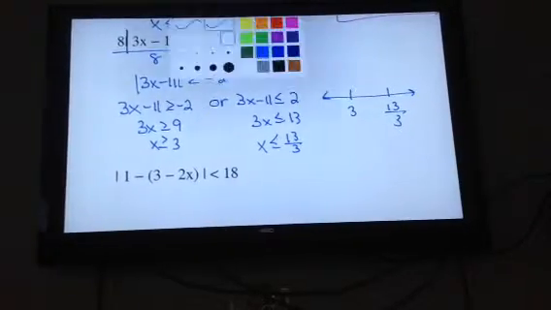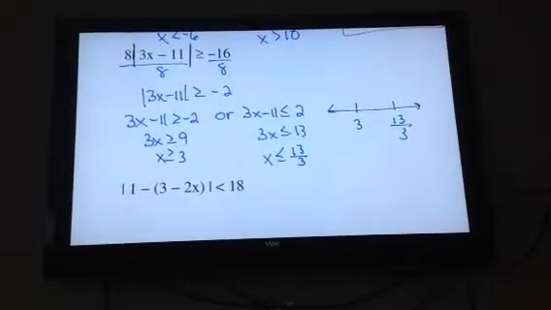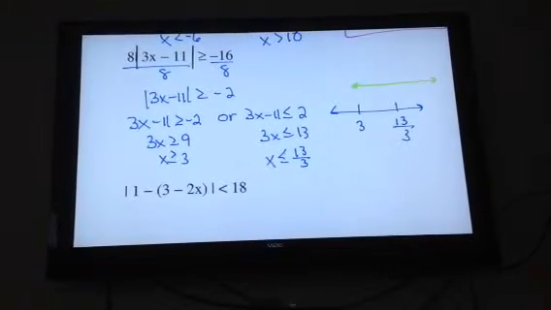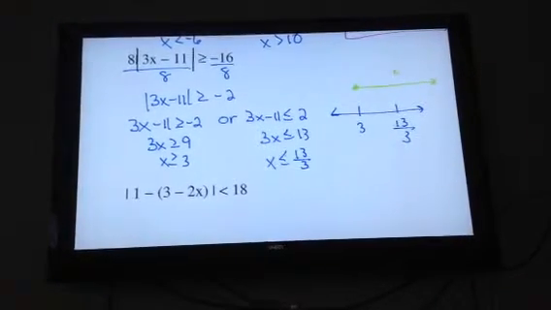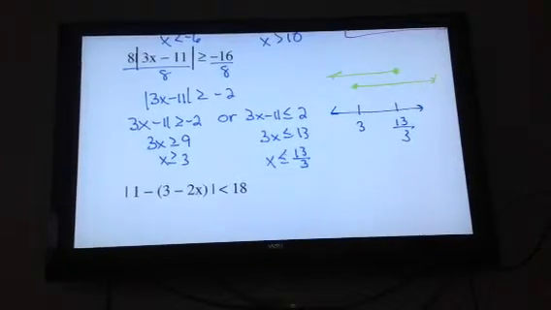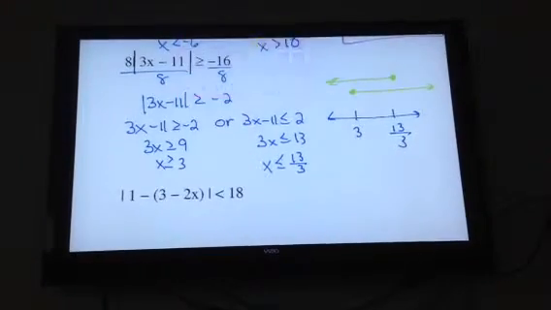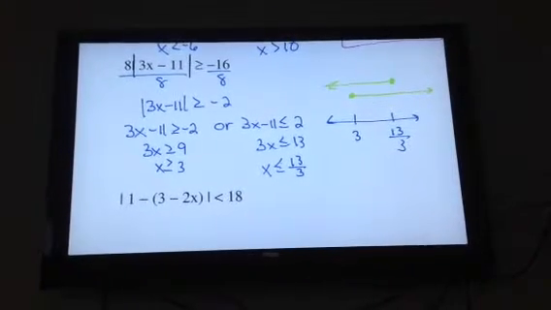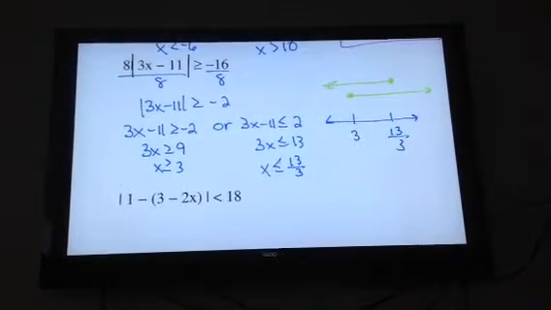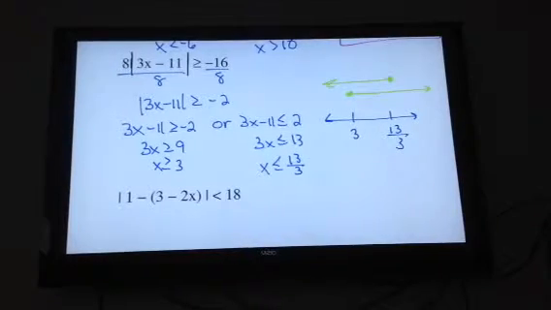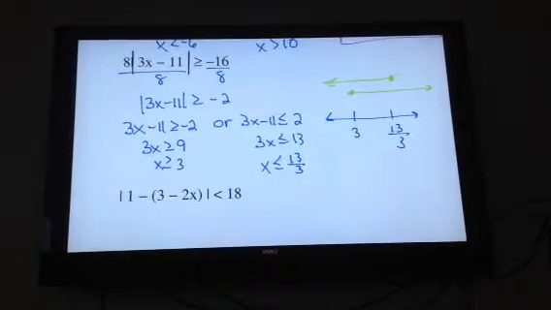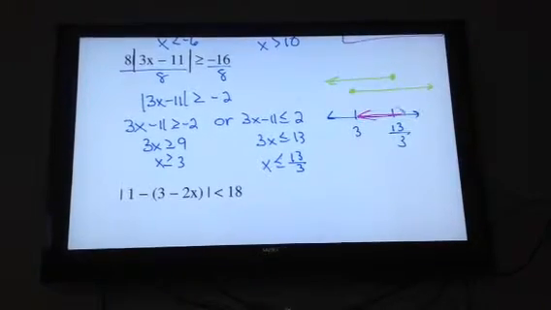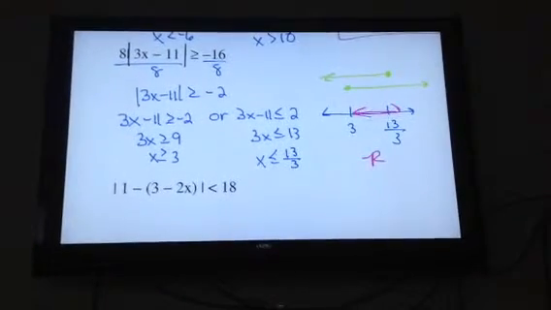If I do my helper graphs, I have greater than or equal to 3 and less than or equal to 13 thirds. Because this is an OR, and OR is a union, which means to combine it all together. So if I take all these numbers from my 2 green graphs and put them together, I'm going to get everything. And my answer is all real numbers.